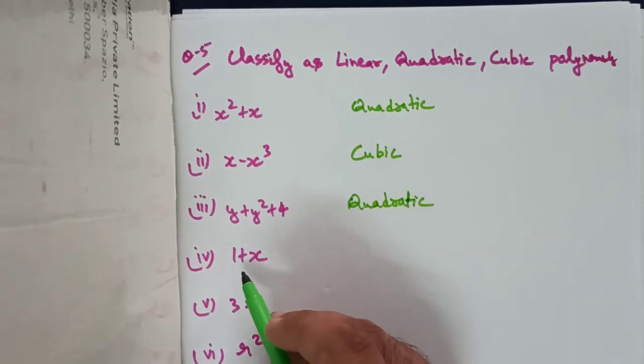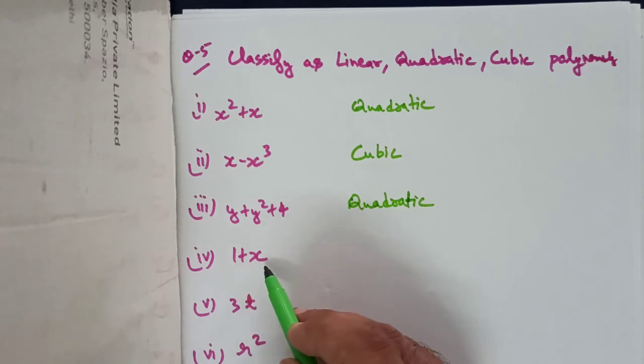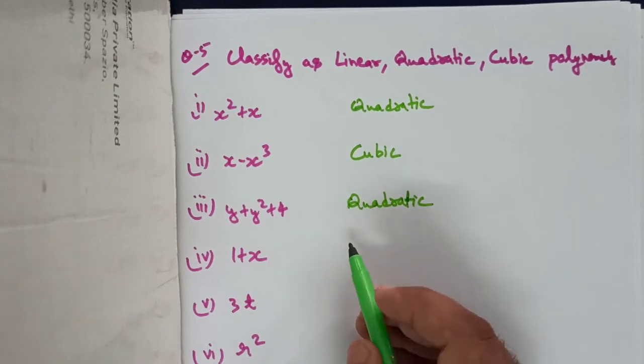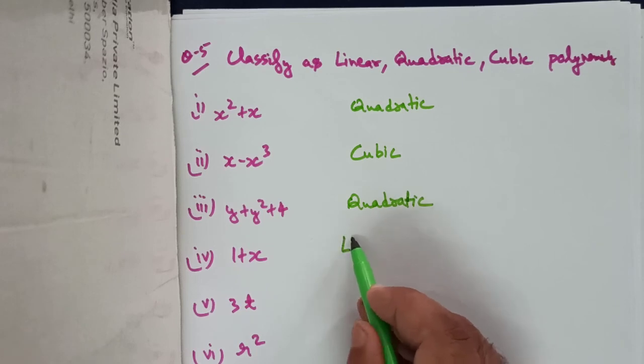1 plus x, again we are having 2 terms. First term is a constant term, so it is having degree 0, and the second term we are having x, that means the degree is 1. So the highest power is 1. We say that it is a linear polynomial.